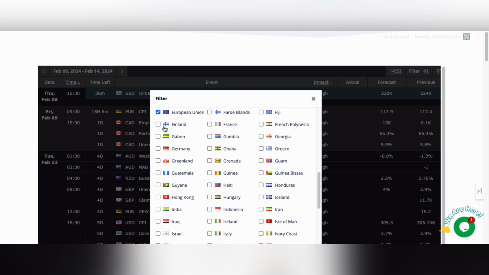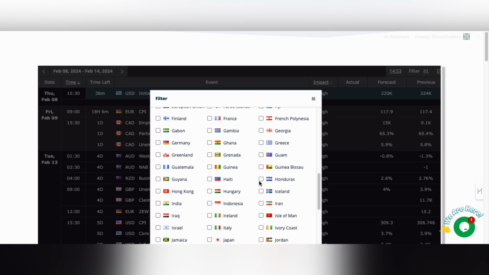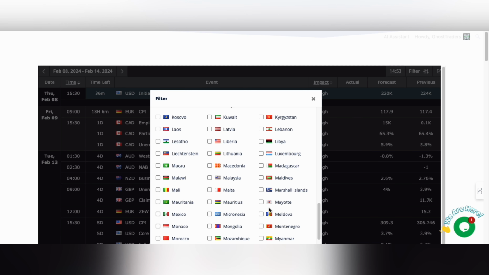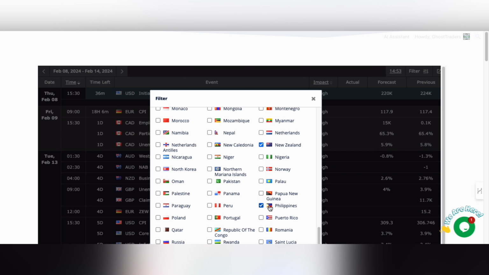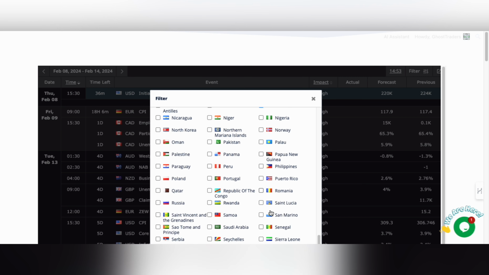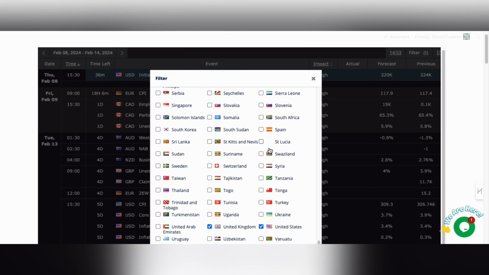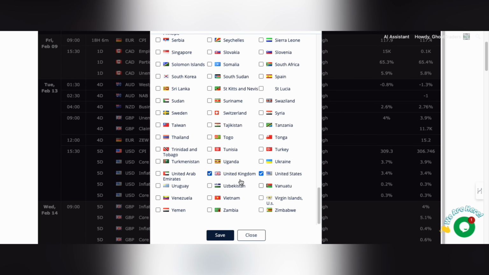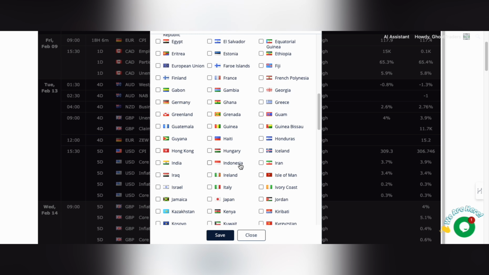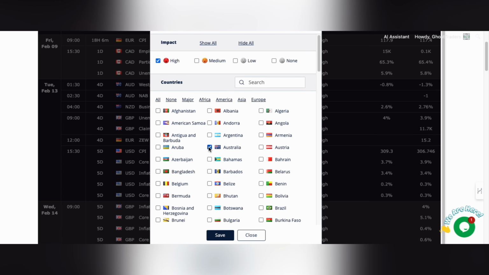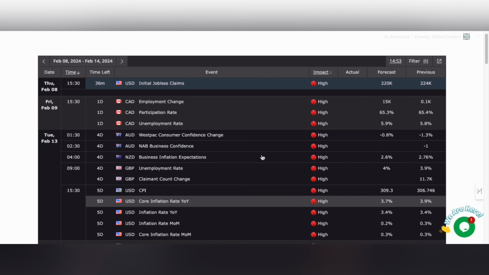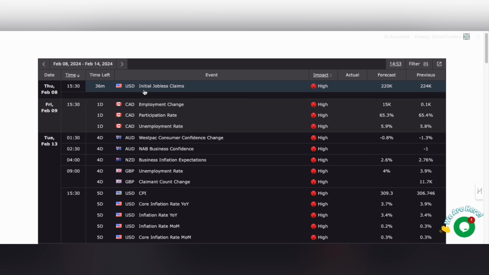Japan, so this one, European Union, the Philippines, you just do your customization. Okay, and then you focus on the countries that you need to focus on. So I believe this one is okay. So you can see here it's only these few countries that are showing up. So you can just play around with the filter here.